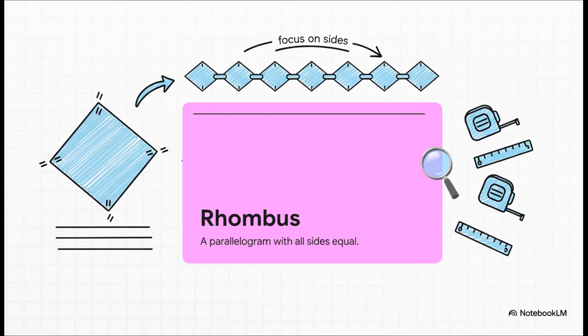Next up, say hello to the rhombus. Now, a rhombus is also a parallelogram, but its special rule is all about the sides. For a rhombus, all four sides must be the exact same length. You can kind of think of it as a square that's been leaned over a little bit.